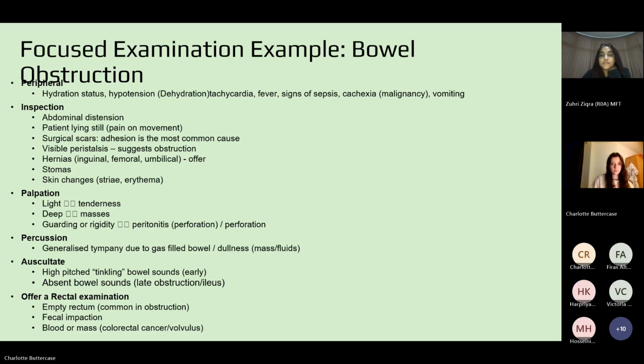Perfect, yep. Yeah, a lot of good things are coming in. So some people have mentioned distension, auscultate, tinkling bowel sounds, perfect. Bilious vomiting, reduced bowel sounds, tender abdomen, perfect, guys.